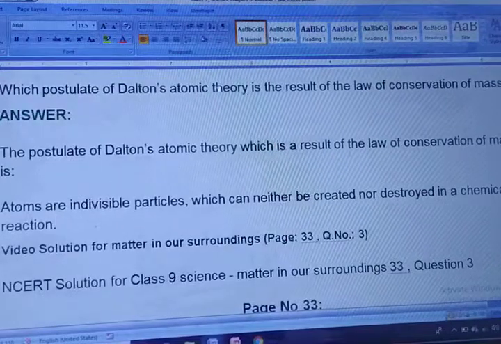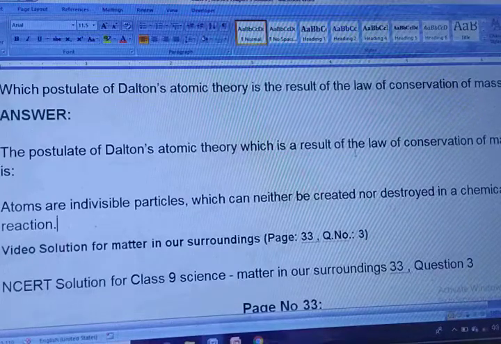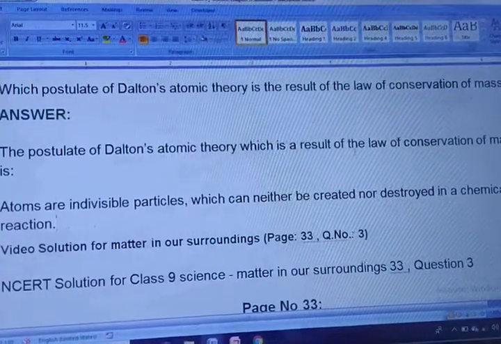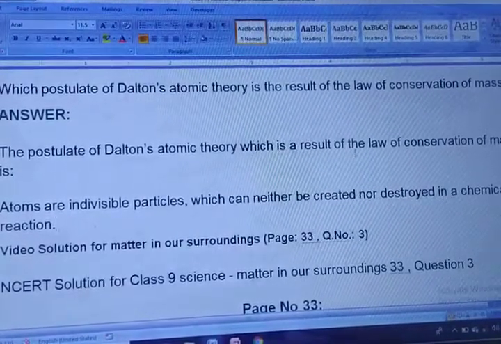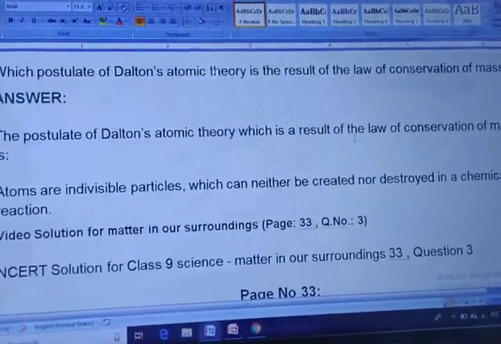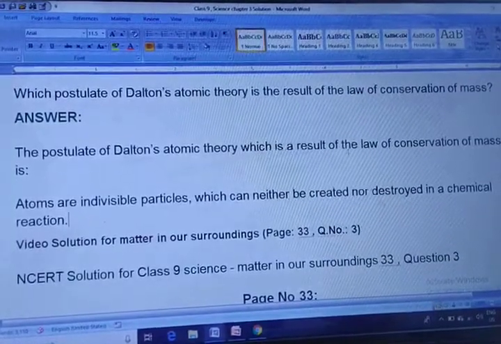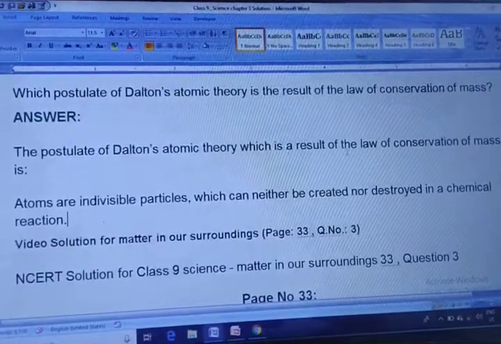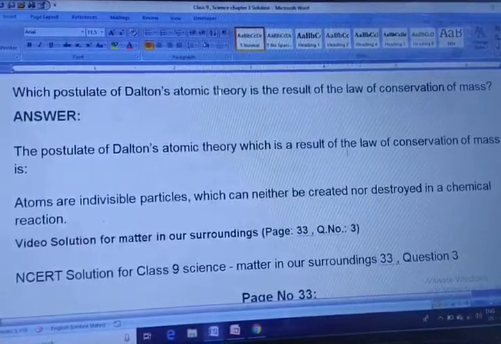Which postulate of Dalton's atomic theory is the result of the law of conservation of mass? Very nice question, and I hope this is an important question, especially for unit test 1. So you can see in this I have written the postulate of Dalton's atomic theory which is the result of the law of conservation of mass. Atoms are indivisible particles which can neither be created nor be destroyed in a chemical reaction. So this postulate of Dalton's atomic theory gives you the solution. It is following the law of conservation of mass.